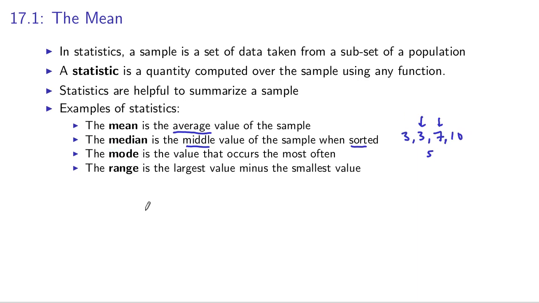The mode is the value that occurs the most often. So in this data set, it would be 3. You see 3 the most. It repeats. And the range is the largest value minus the smallest. So in this case, it would be 7. 10 minus 3 is 7.